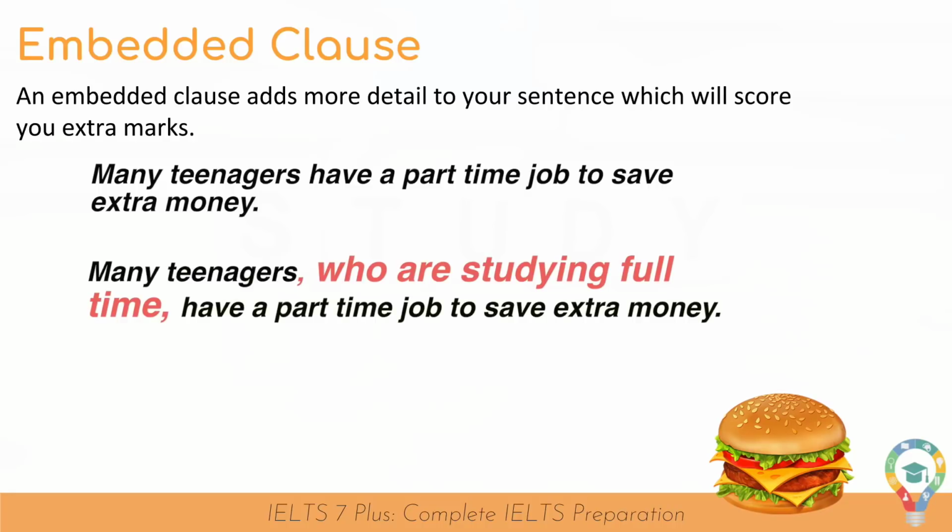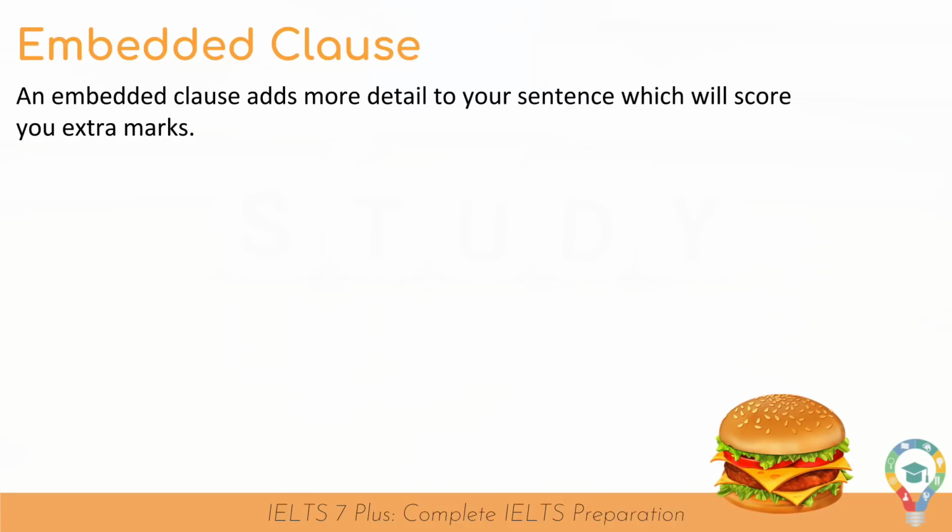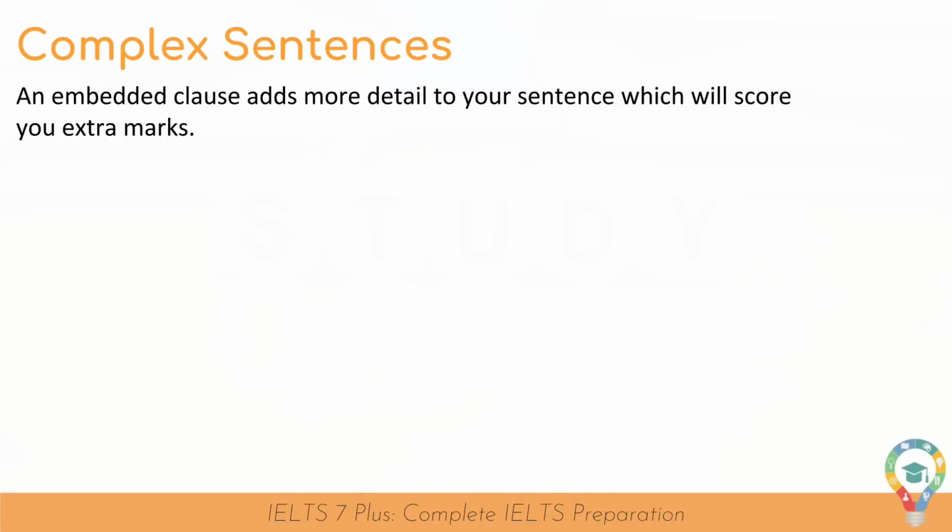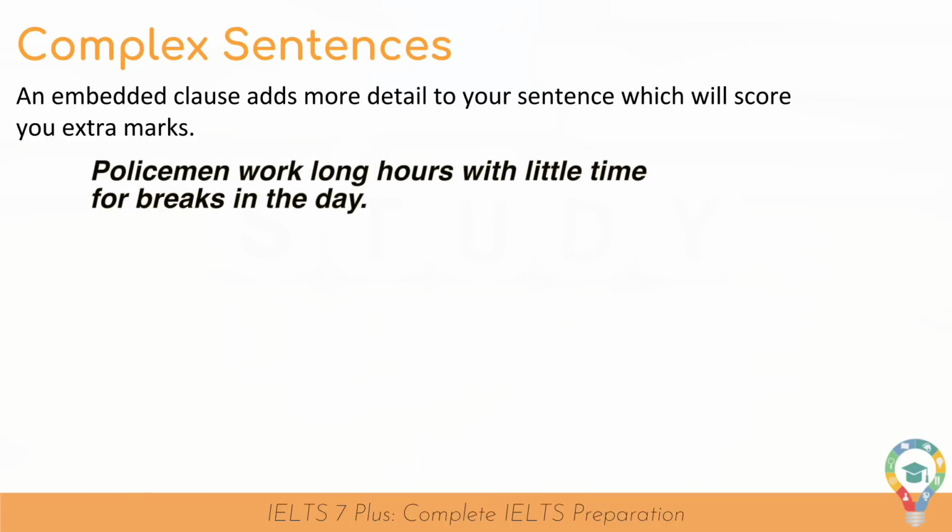Let's move on to our third sentence type, which is complex sentences. Now, if you don't already know, complex means something that contains a few linked parts or is also difficult to understand. But there's nothing too difficult to understand about a complex sentence, and they will definitely score you extra marks in your essay. Here's an example of a simple sentence. Policemen work long hours with little time for breaks in the day.